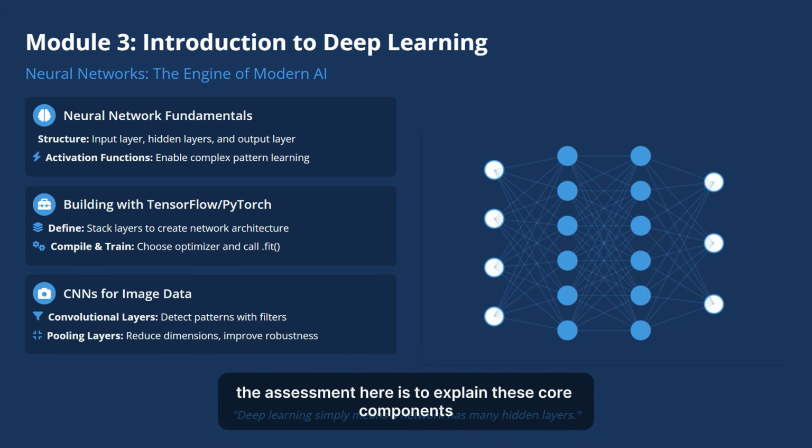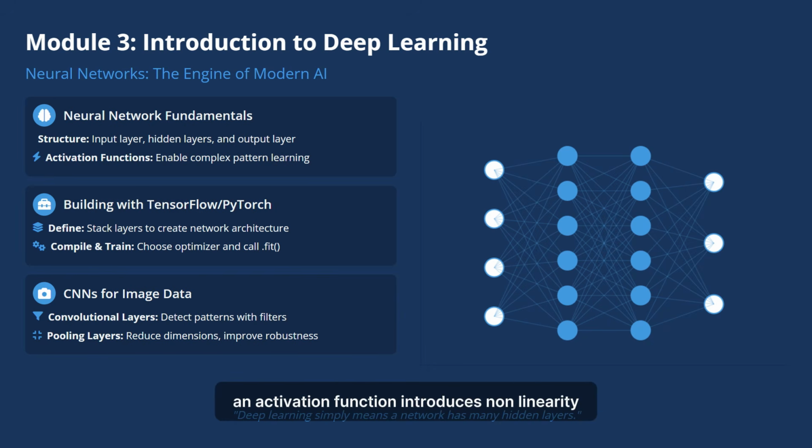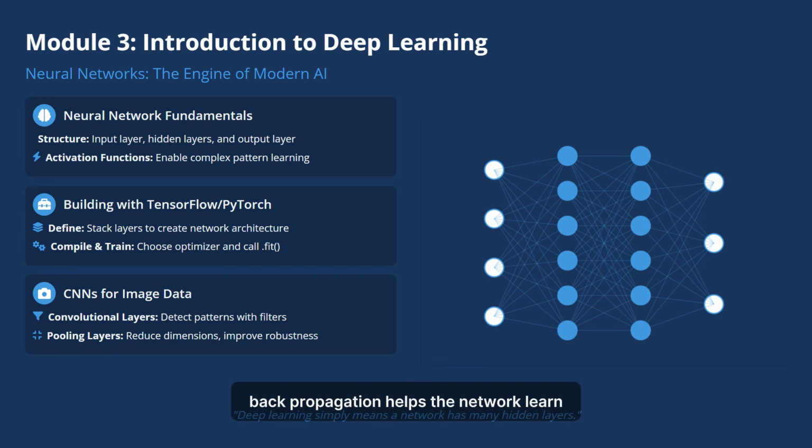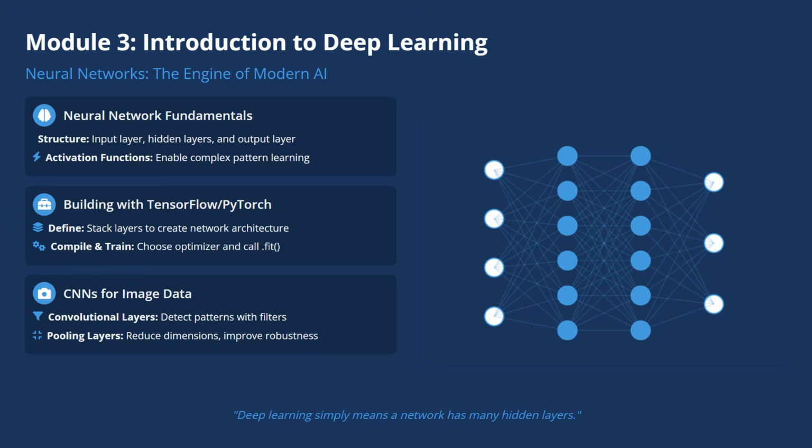The assessment here is to explain these core components. The ideal answer: an activation function introduces nonlinearity, letting the network learn complex patterns. Backpropagation helps the network learn by calculating the prediction error and then propagating it backward to determine how to adjust each weight to minimize that error.